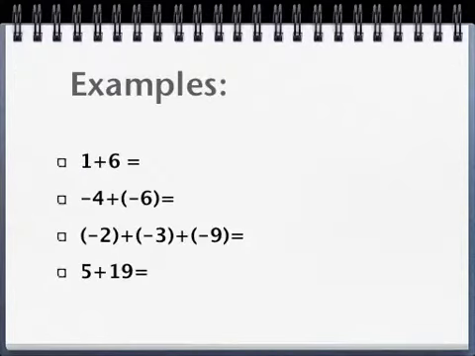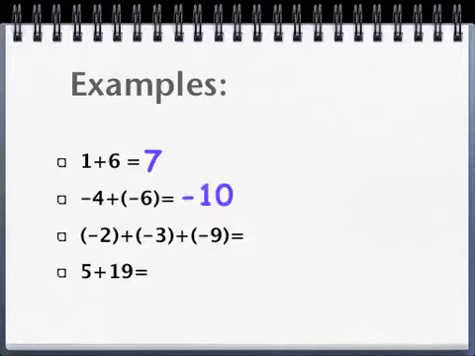Examples of this. We have 1 plus 6. 1 plus 6 is 7. It's going to be positive because both of those numbers are positive. Now when we move to the next example, we have negative 4 plus negative 6. In this case, again, I'm adding two numbers that have the same sign, but this time my two numbers are negatives. So my answer needs to be a negative, and 4 plus 6 is 10.